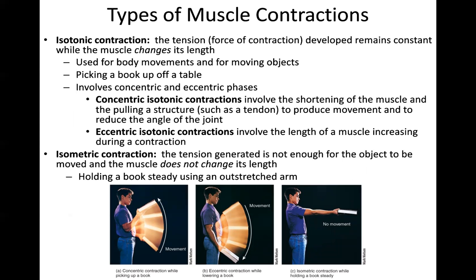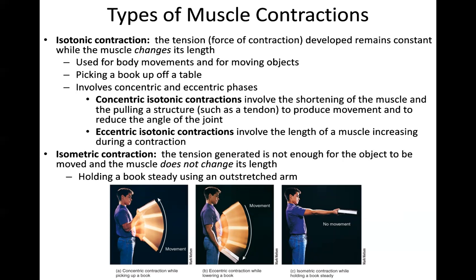Now there's two types of muscle contractions that we can perform: isotonic and isometric. When we think of contracting our muscles, we're probably going to think of isotonic, which is where a body, limb, or a joint actually performs motion. And in an isotonic contraction, the tension or the force of contraction is developed and remains constant while the muscle, and the key here is that it changes its length. So in other words, the muscle can lengthen and or shorten.